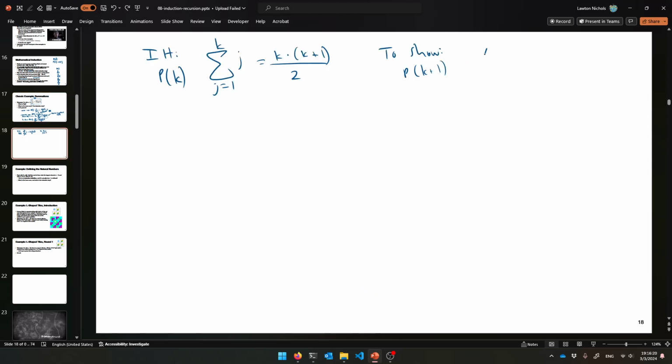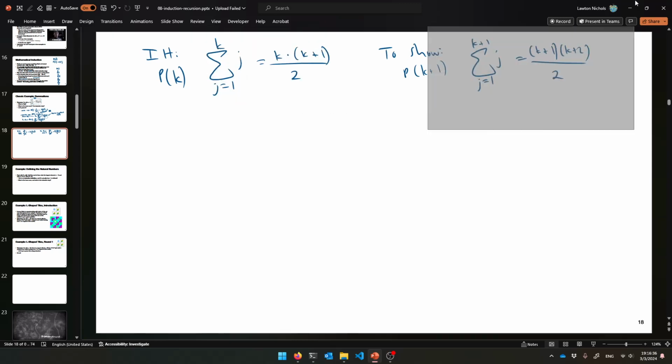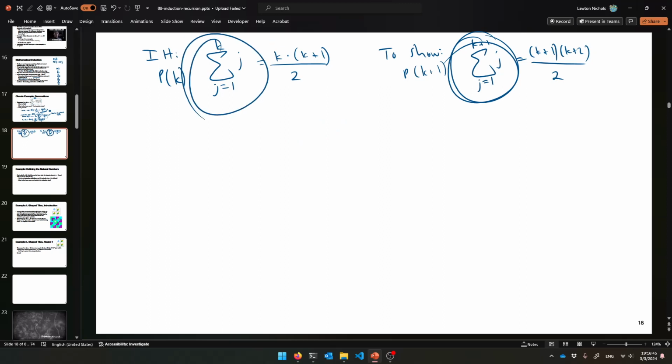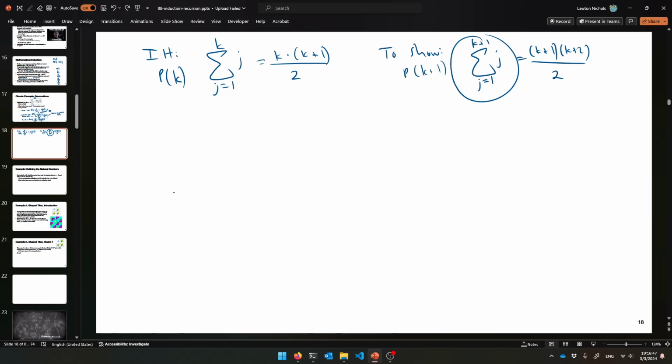We need to show that the sum of all the j's up to k plus 1 this time is equal to k plus 1 times k plus 2 over 2. All right? And so we can use this to show this. Starting from here, do you see how to get it into looking like this? Could you get this to look like this? You can, can't you? That's going to be your secret. So this is what we need to start with.